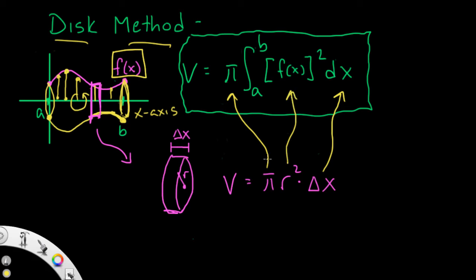And so we see remnants of this volume of a disk in our disk method. Now there is some more details to it than that, but this right here should be enough just to get you started and help you remember just the basic format of the disk method.